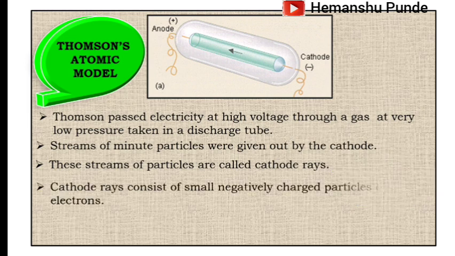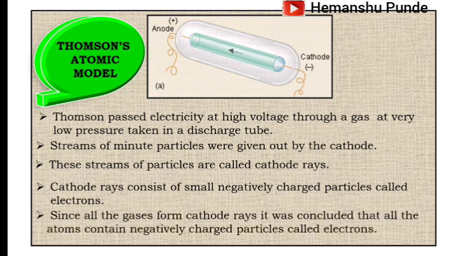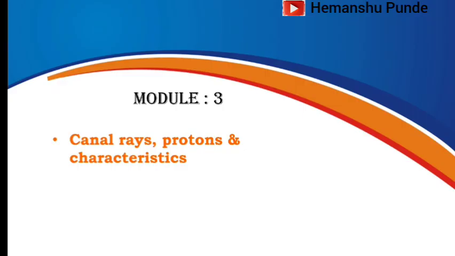Cathode rays consist of small negatively charged particles called electrons. Since all the gases form cathode rays, it was concluded that all the atoms contain negatively charged particles called electrons. Canal rays, protons, and characteristics.